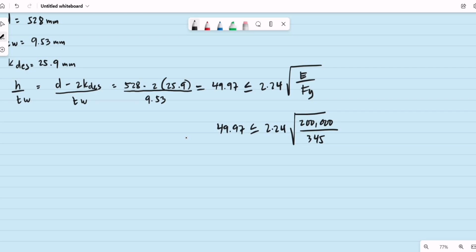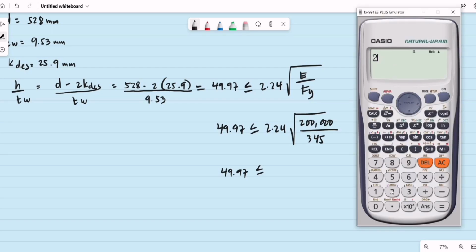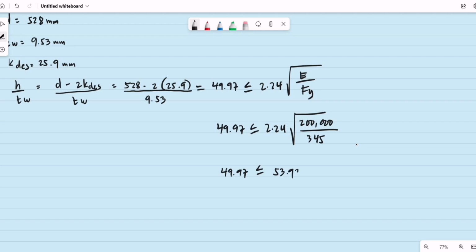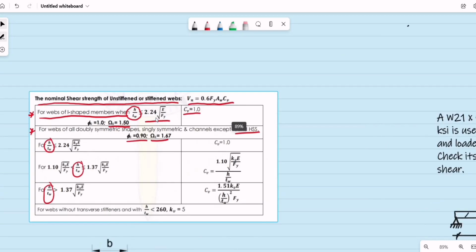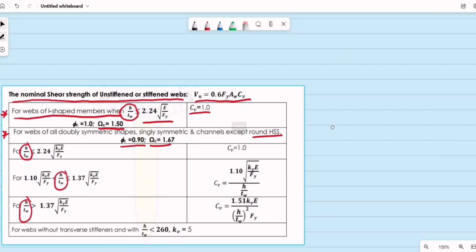So we have 49.97. Is it less than or equal to 2.24 multiplied by the square root of 200,000 divided by 345? So we have that as 53.93. So therefore, we satisfied the condition that the slenderness ratio of the web is less than 2.24 of the square root of E over Fy.